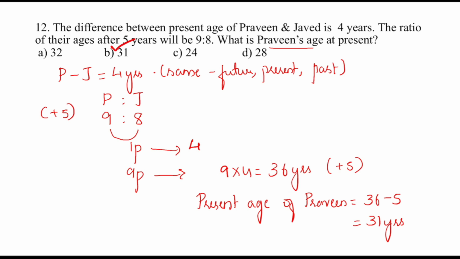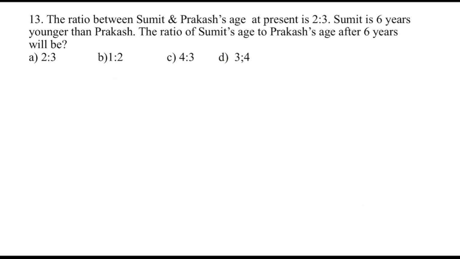Next problem. The ratio between Sumit and Prakash's ages at present is 2:3. Sumit is 6 years younger than Prakash. The ratio of Sumit's age to Prakash's age after 6 years will be, okay, this we will solve in two ways. Again we will see the traditional method and a shortcut method.